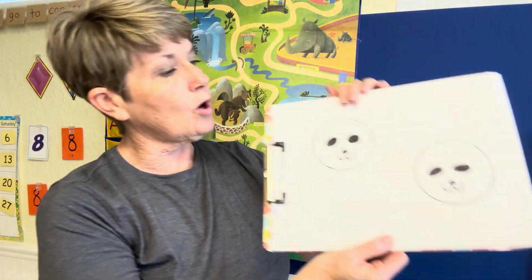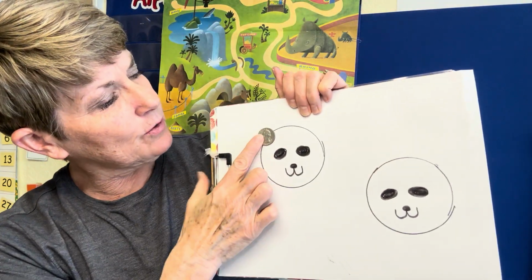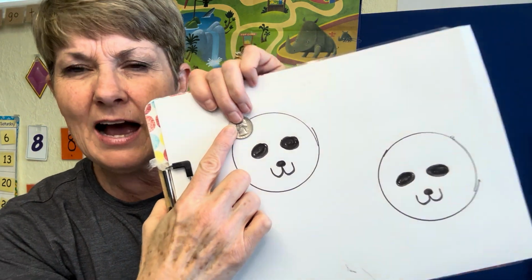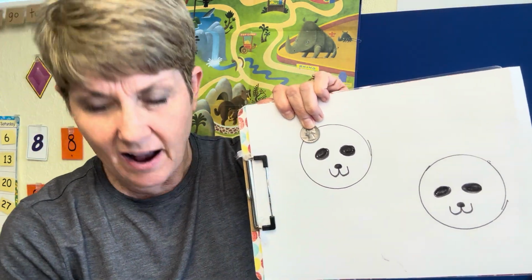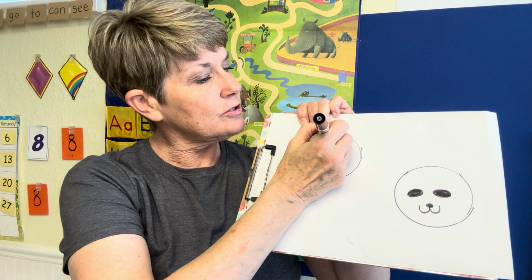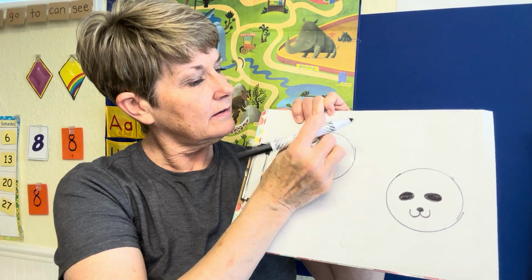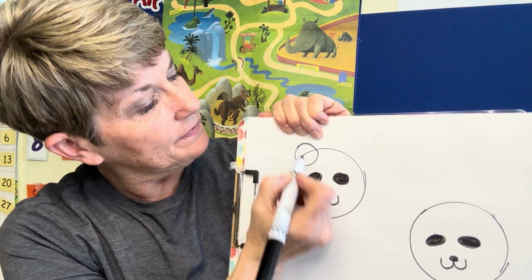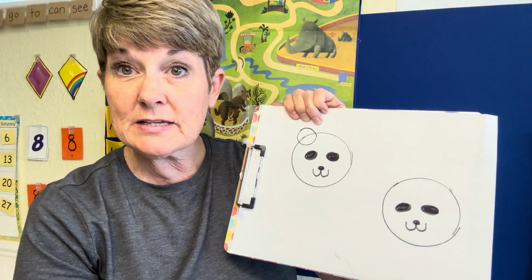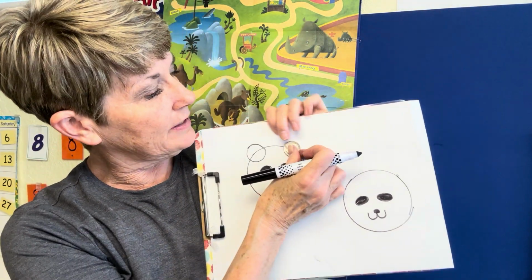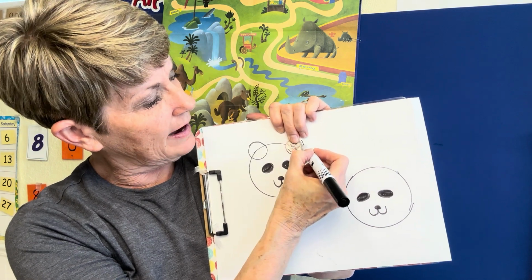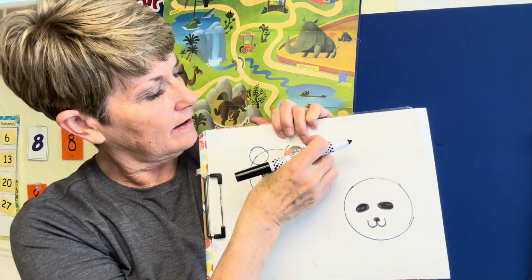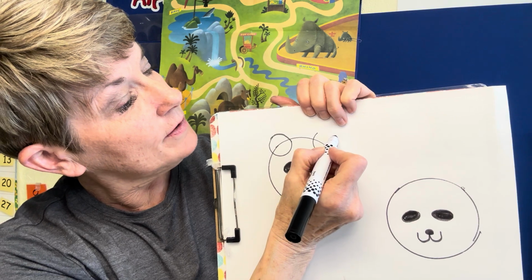So you know what we're going to do? We're going to take this quarter and we're going to put it right here. Can you see how it's kind of inside of the circle? And we're going to draw around it. And then I'm going to finish drawing around right there. And then I'm going to do the same thing on the other side. I'm going to put the quarter down and hold it and draw around it. And then we're going to go on around.